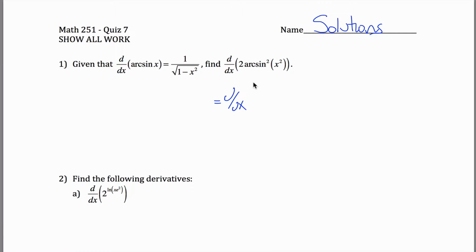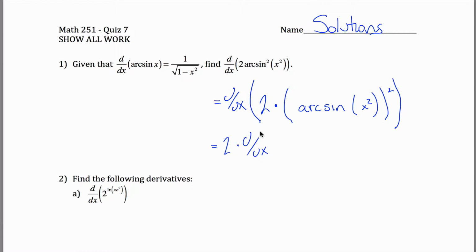So really you're asked to find the derivative of 2 times something squared. And that something just happens to be the arcsine of x squared. And so if you read it like this, it's a little easier to see what you do. We'll first take care of the constant, bring that 2 out in front, and say it's 2 times the derivative of arcsine of x squared.